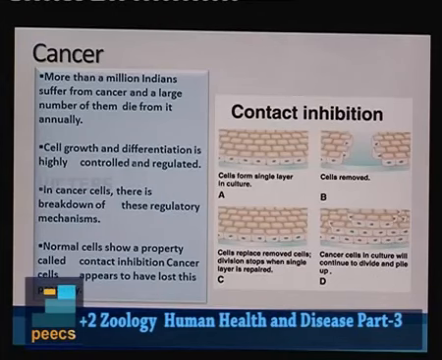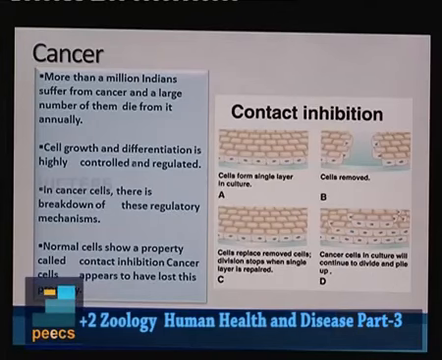Now, we can go to the next topic called cancer. Cancer is one of the non-infectious diseases affecting humans. More than 1 million Indians suffer from cancer, and a large number of them die annually. Normal cells have regulation in their growth, differentiation and development.